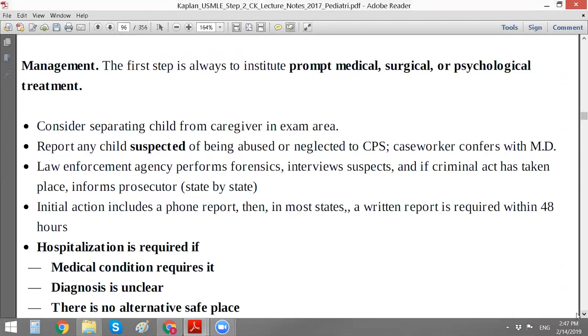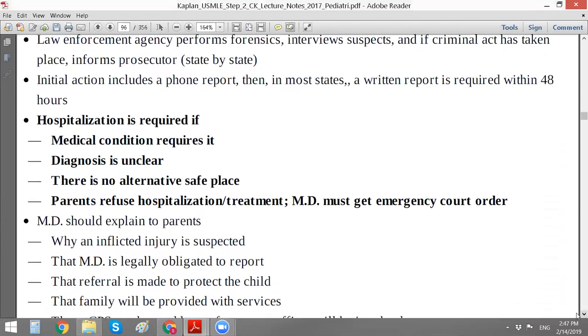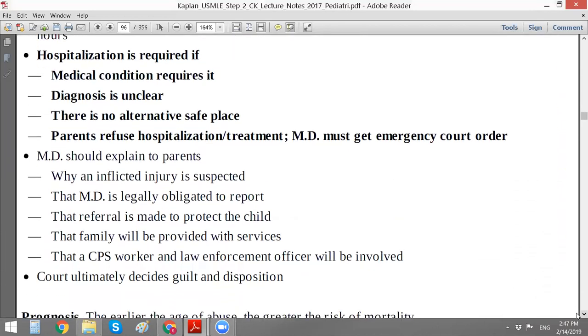Okay, and then a written report is required within 48 hours, and hospitalization is required if the medical condition requires it, the diagnosis is unclear, there is no alternative safe place, or parents refuse hospitalization treatment. The MD must get an emergency court order. Okay, this is the reason: the medical condition requires it, or the diagnosis is unclear, we are still doing some investigation, no alternative safe place, parents refuse hospitalization. Then emergency court order.